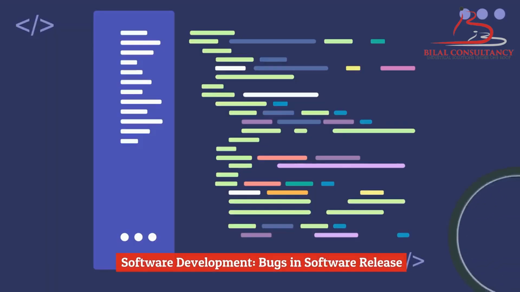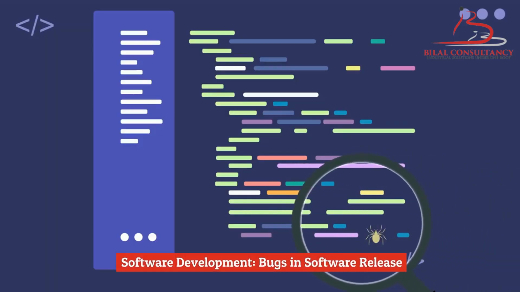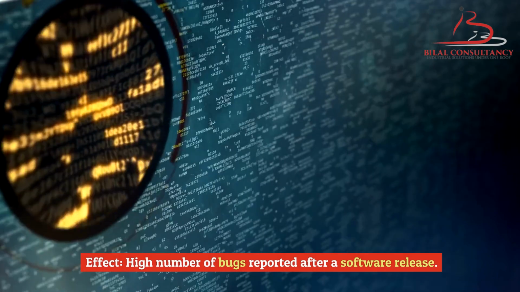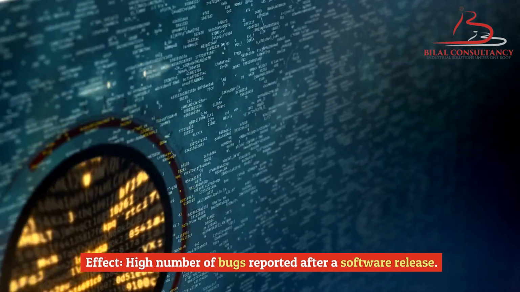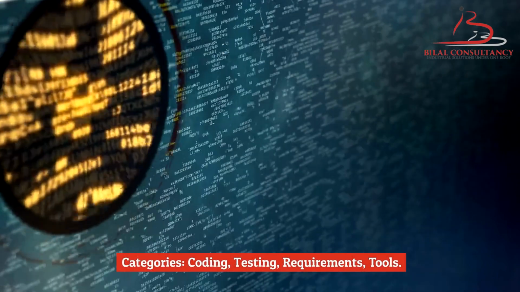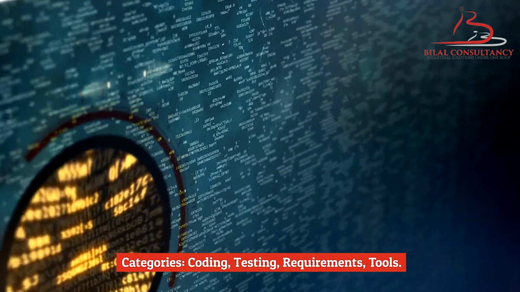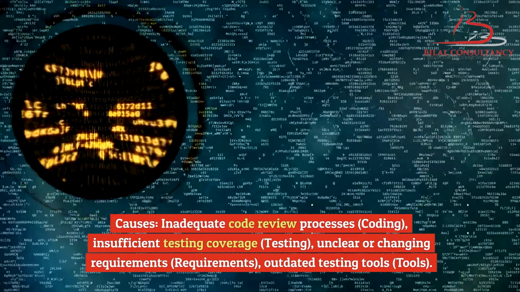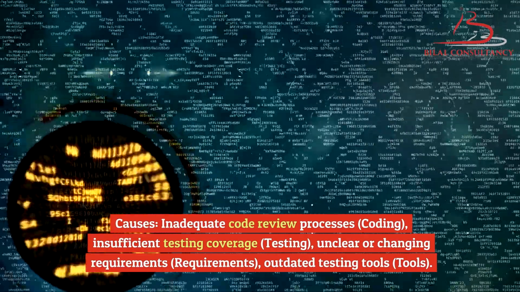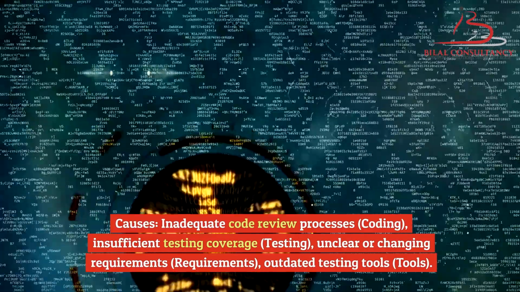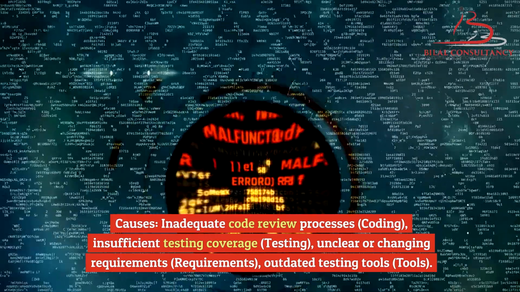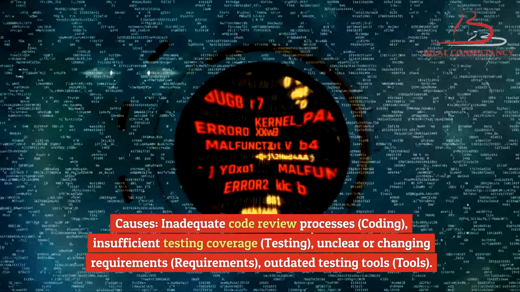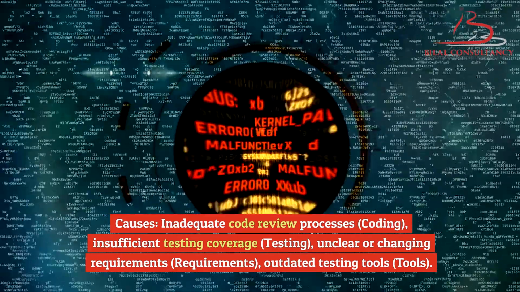Software development. Bugs in software release. Effect: high number of bugs reported after a software release. Categories: coding, testing, requirements, tools. Causes: inadequate code review processes, coding. Insufficient testing coverage, testing. Unclear or changing requirements, requirements. Outdated testing tools, tools.